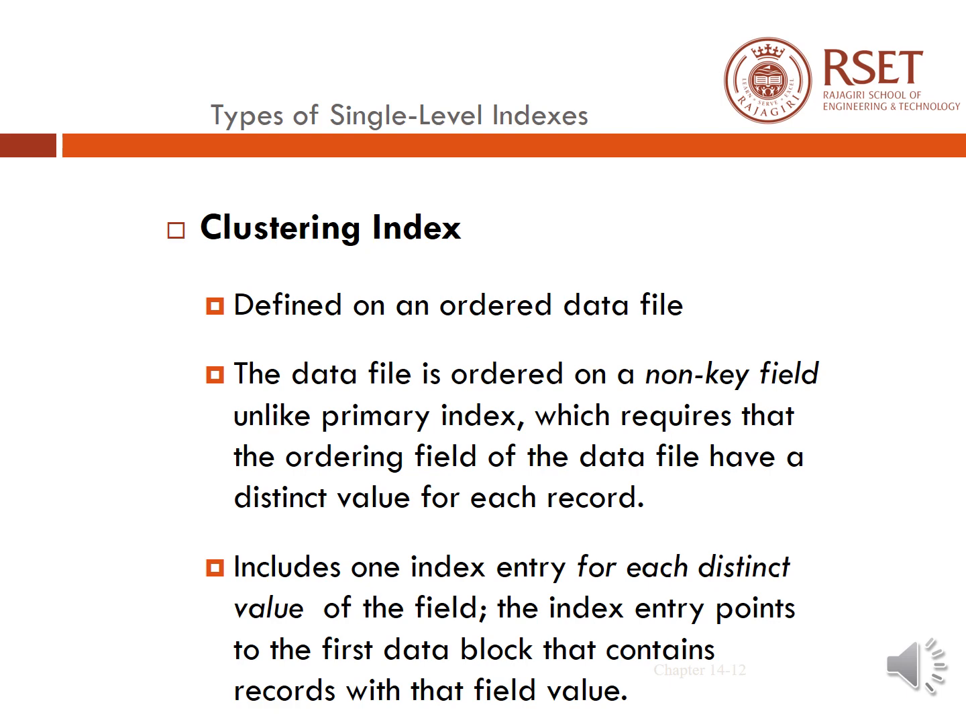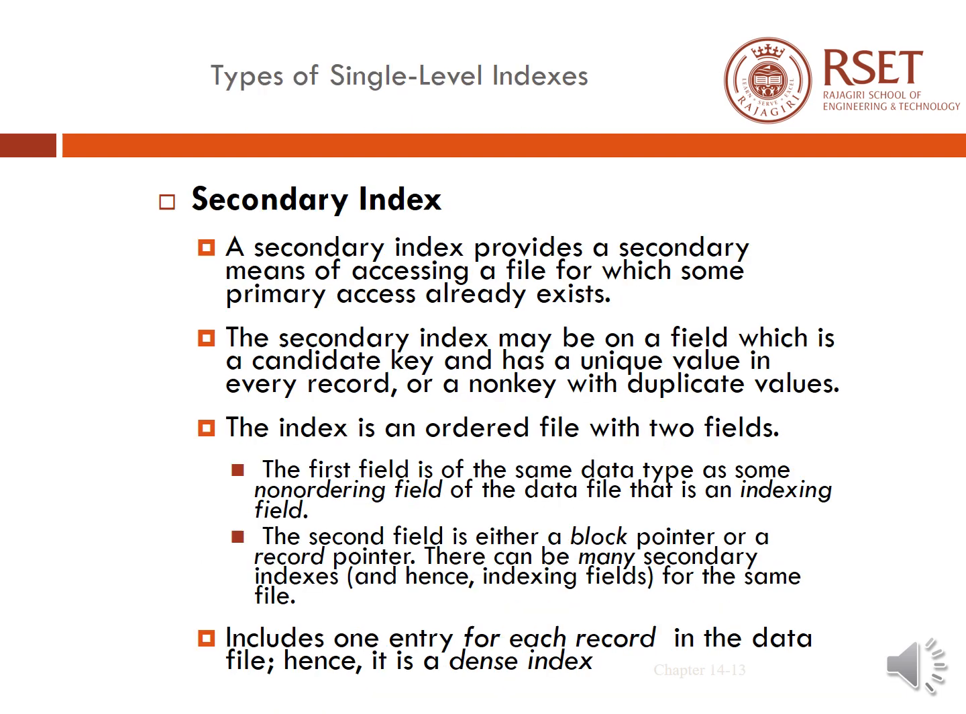So we will go to the definition of clustering. It is also an ordered one, but it is on a non-key field, unlike the primary index we took earlier. For each distinct value we will have an index entry there. Include one index entry for each distinct value of the field. The index entry points to the first data block itself, similar to the primary one. Okay, that is clustering.